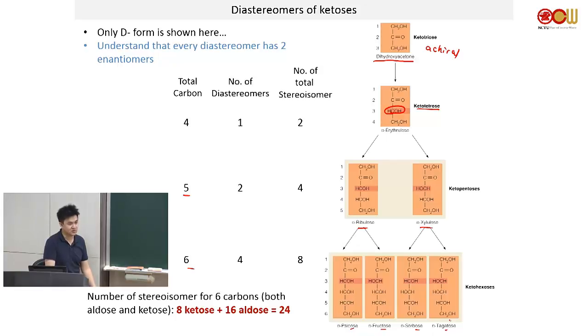And you should know why. Because the carbonyl is in the middle. The terminal carbons cannot be chiral because they're always attached to 2 hydrogens.